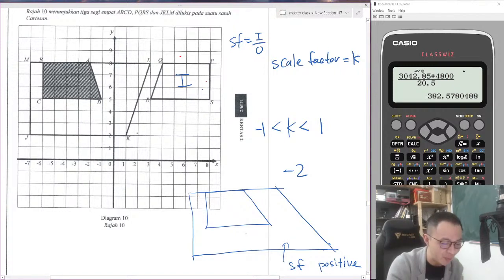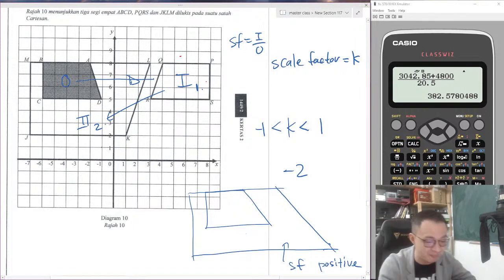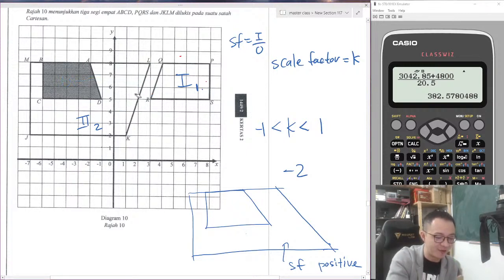So what we understand is that from this object, the first transformation makes it image number 1. Then only it becomes image number 2, which is then enlarged. Therefore, to find the center point, I should connect between PQRS and LKJM. Just now I was using the object and image 2, which is wrong. So this is image 1 to image 2. I can count 1, 2, 3, and this is 6, so it's 6 over 3. Skew factor is still 2.